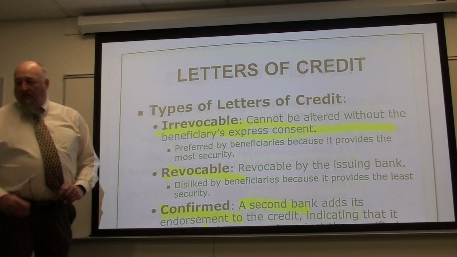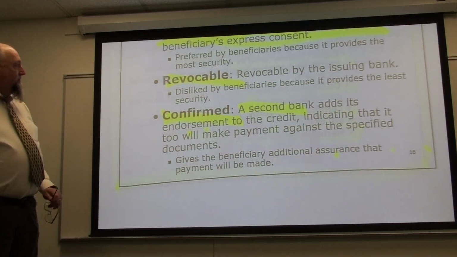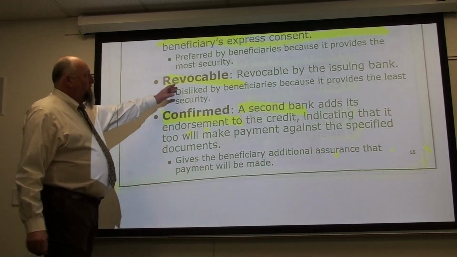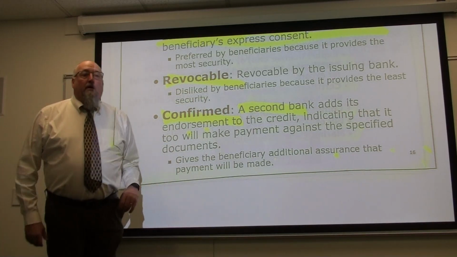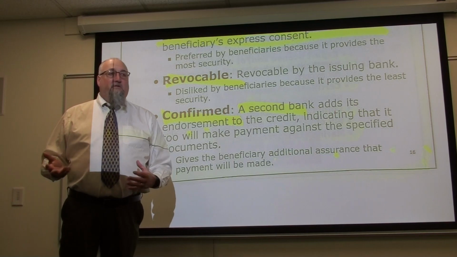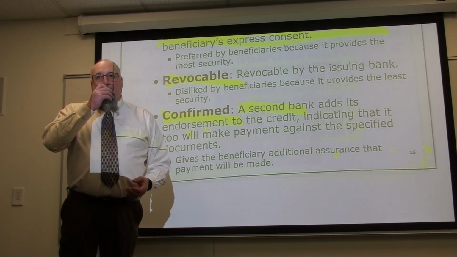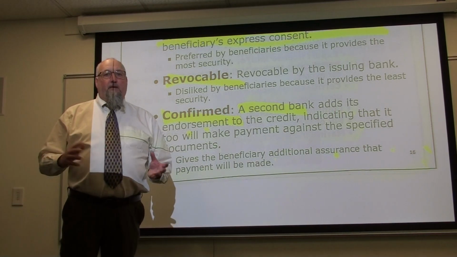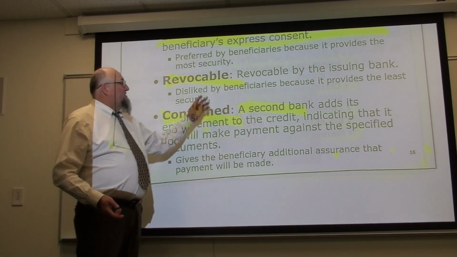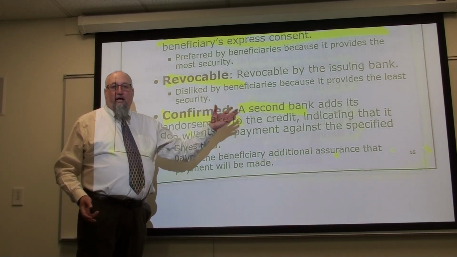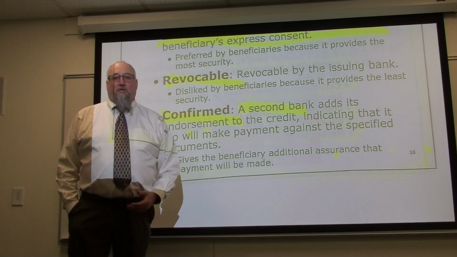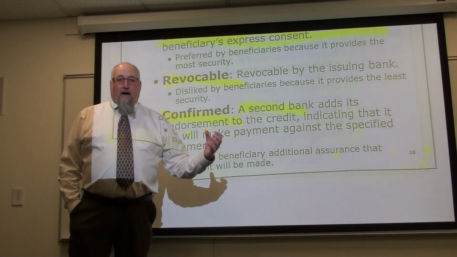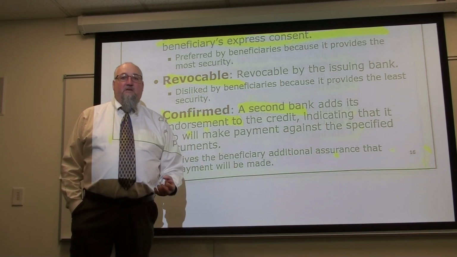A revocable letter of credit is revocable by the issuing bank. That is, it may be terminated depending on certain conditions and how it's written. And these are not super common, but they do occur. So revocable, meaning it can be changed or modified. A seller typically doesn't like that as much because there's not a certainty of payment like there is with an irrevocable letter of credit.